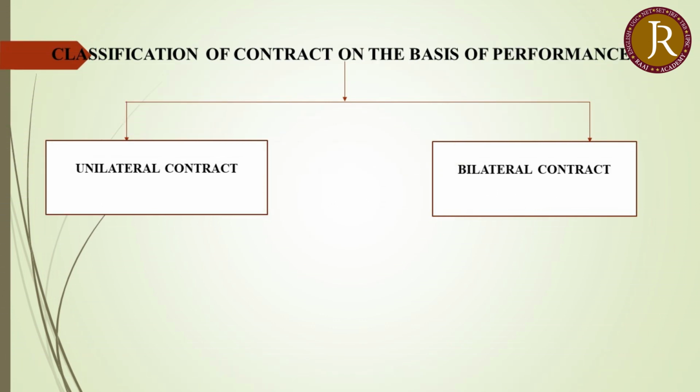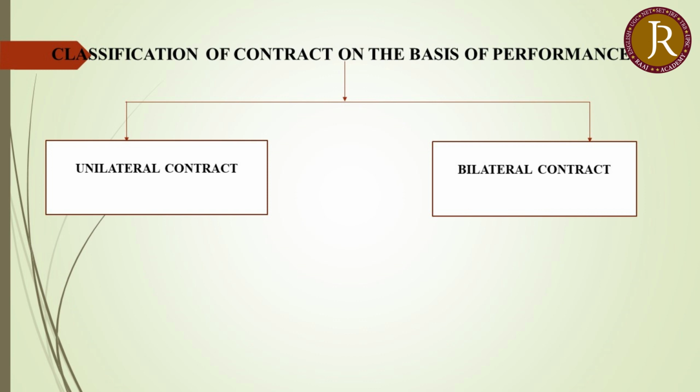Next type is classification based on the performance. Here, the contract is classified into two types. One is unilateral contract and the other one is bilateral contract. A unilateral contract is a contract which is performed by one side. In unilateral contract, only one party has to satisfy his obligation at the time of formation of it, the other party having fulfilled his obligation at the time of contract or before the contract comes into existence.